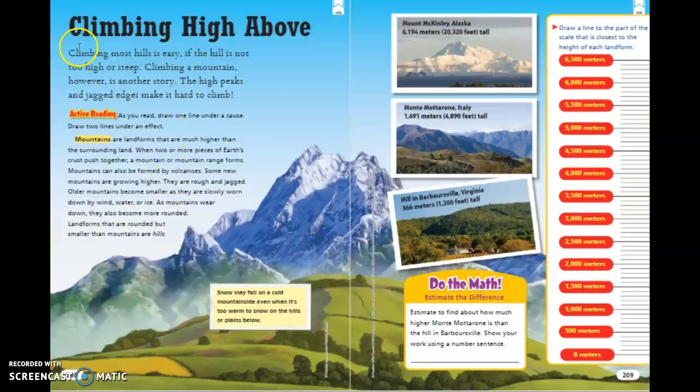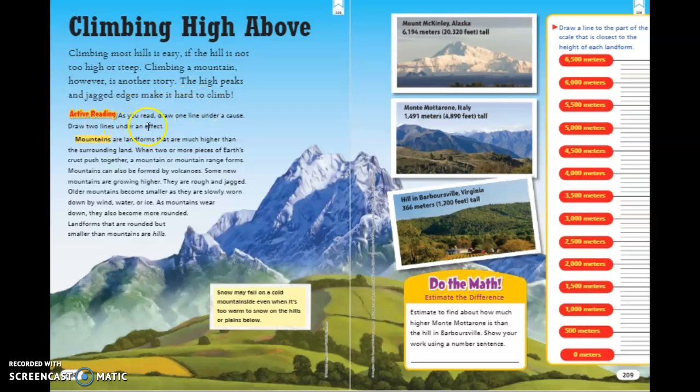Now you should be on page 208. This portion is called Climbing High Above. Climbing most hills is easy if the hill is not too high or steep. Climbing a mountain, however, is another story. The high peaks and jagged edges make it hard to climb.